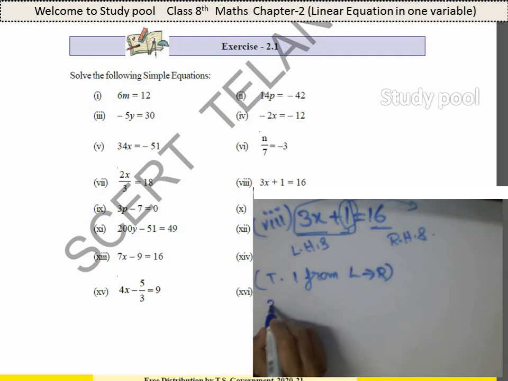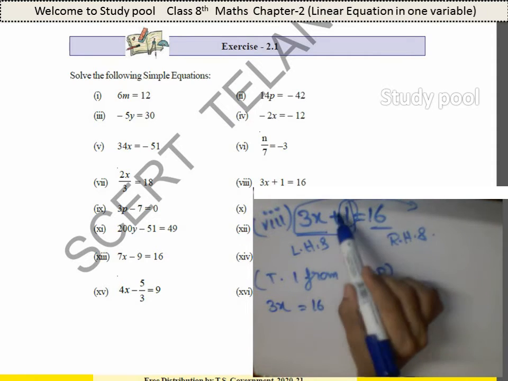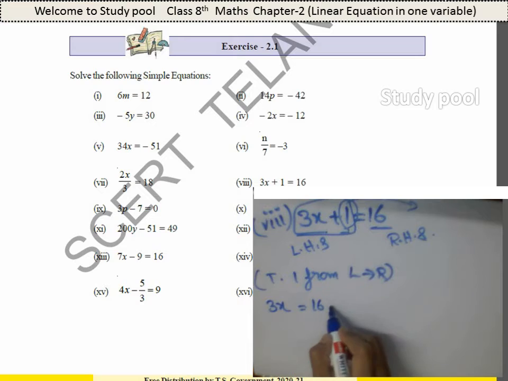Then 3x is equal to 16. Here plus 1 is there, so if we transpose it to this side, it will become minus 1. Now 3x is equal to 16 minus 1, which is 15. Now x is equal to 15 divided by 3. Why are we writing 15 by 3? Here 15 is there, but here 3 is there.